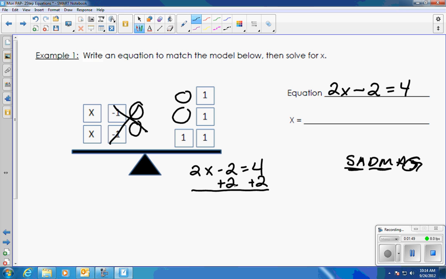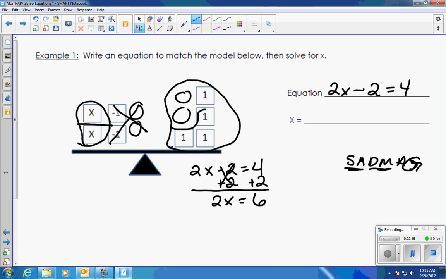Try to make that look more like a G. So this went away, just like it did up here, and I ended up with 2 x's on one side and 6 numbers on the other. Next, we should be dividing these guys up for the x's, because each x has to represent the same amount. So when I circle this and divide it into 2 groups, that means I should also be circling this and dividing it into 2 groups, which means each x gets 3.